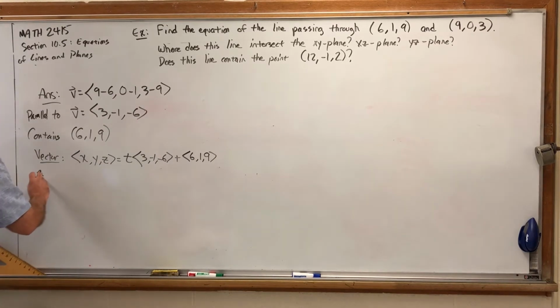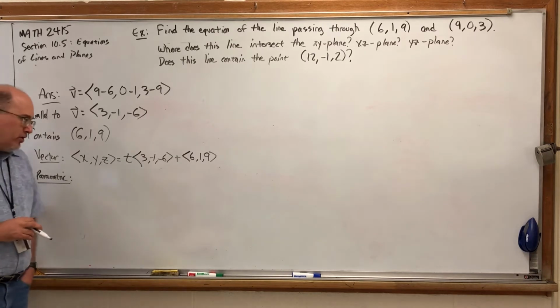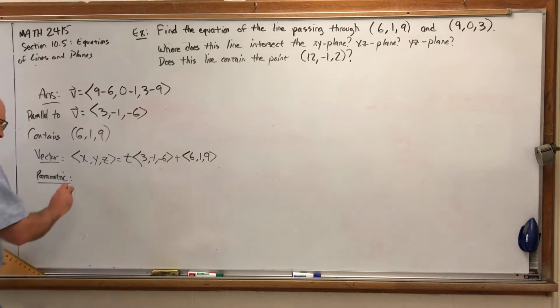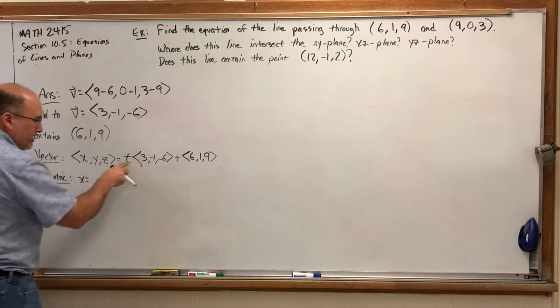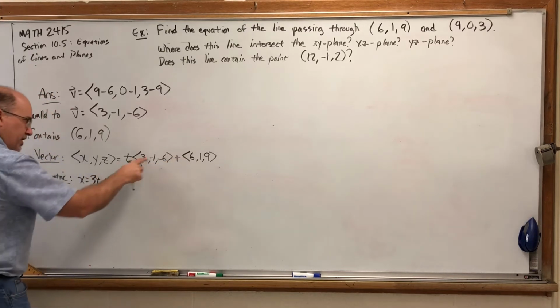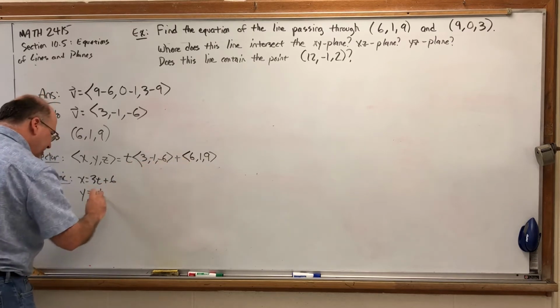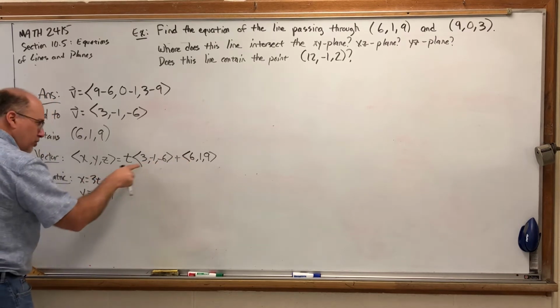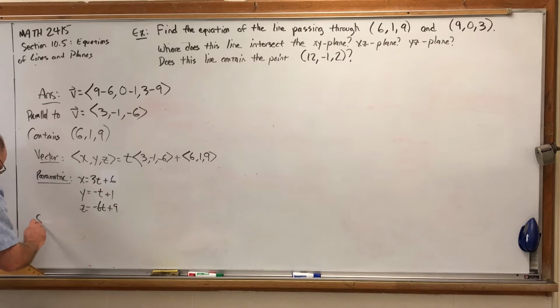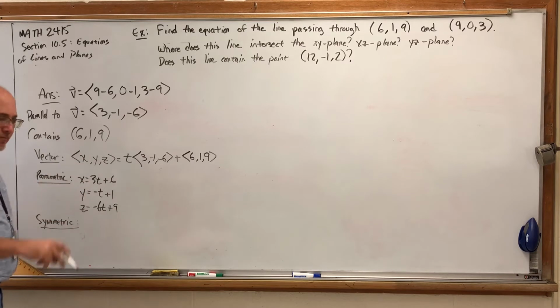For parametric form, and notice it didn't ask us which form, I'm just practicing all three of them. For parametric form, remember, we essentially combine the right side into a single vector and then equate components. In this case, x would equal 3t plus 6, y would equal -1t plus 1, so -t plus 1, and z would equal -6t plus 9. And if we needed symmetric form, on your homework and on your test, you'll be told which form to give.